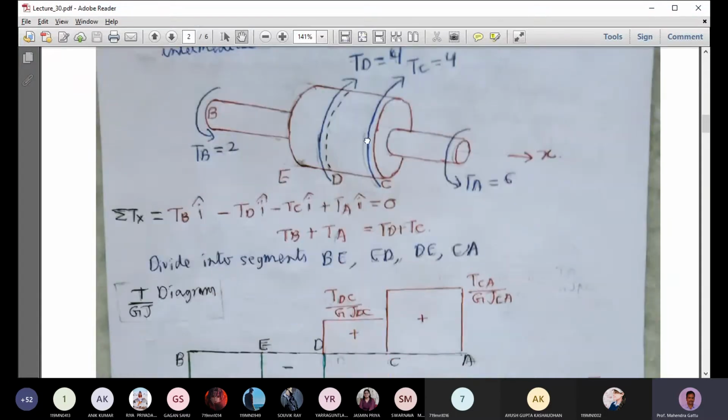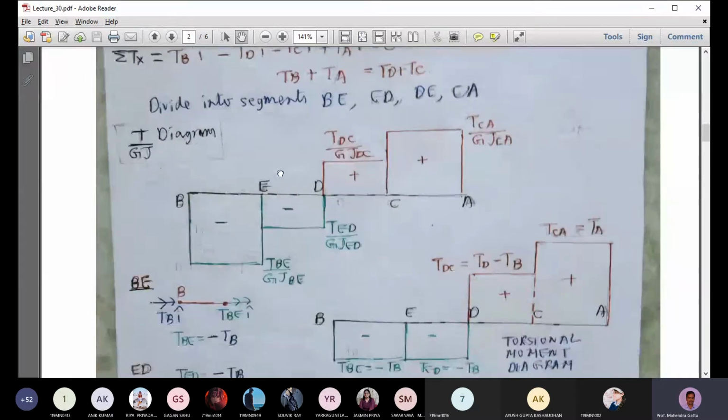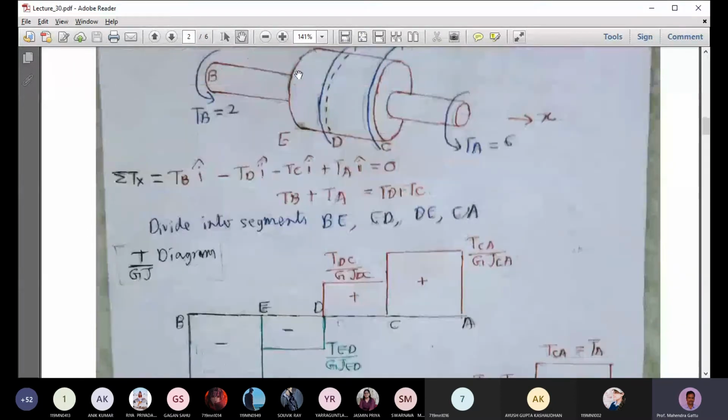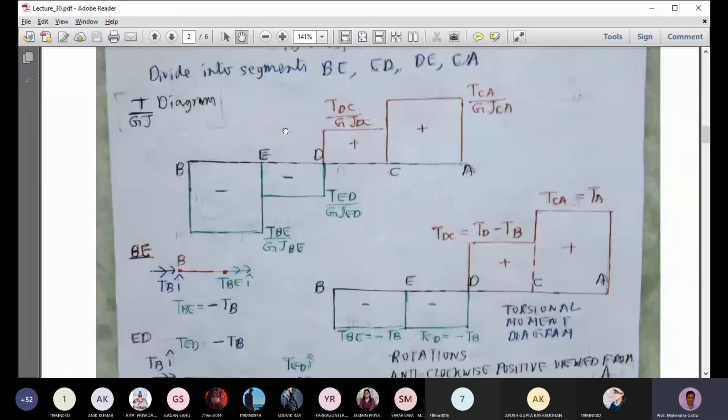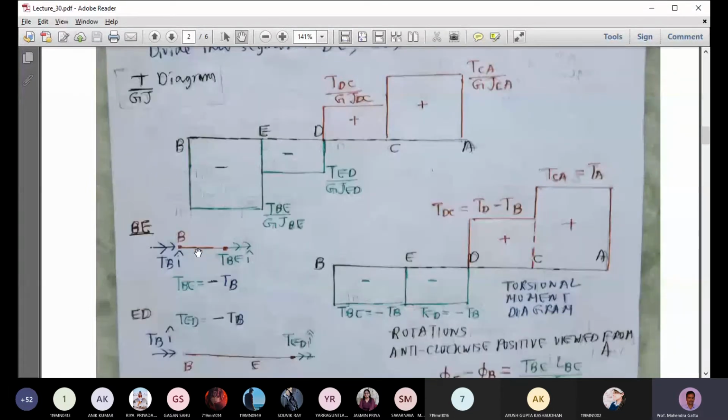So what we will do, we will divide the segment. We are looking at segment B here. In segment B, we have TB acting in this direction. You take your right hand, curl your four fingers in the direction of the twisting moment. The right hand thumb is pointing in the rightward direction, along the x-axis. So we're analyzing the segment B.